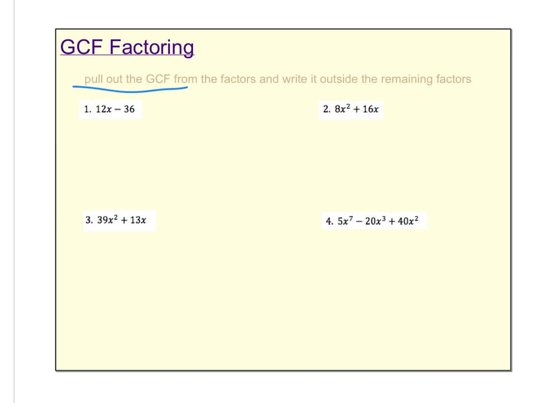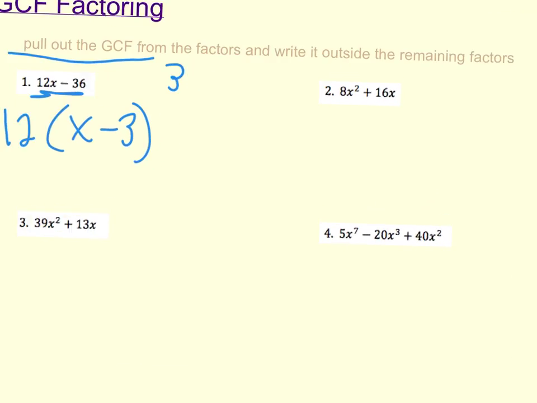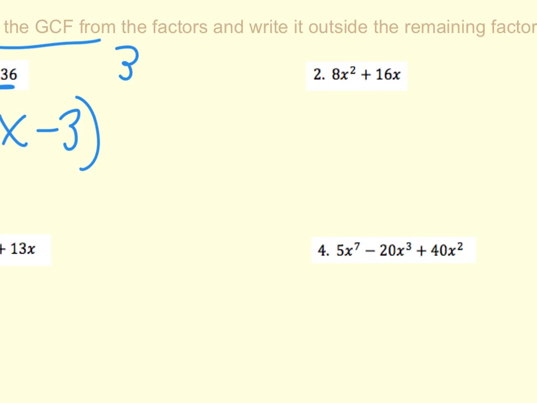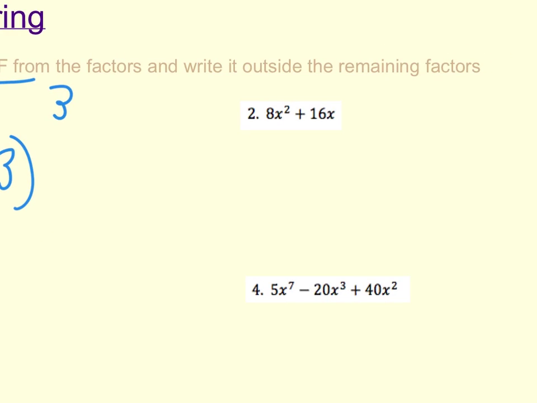GCF, first rule, no matter what, anytime somebody says factoring, pull out what's in common. So as I look here, 12 is in common between 12 and 36, and then I write what's left. So I'm going to go x minus 3. Notice I take 36 divided by 12. So that's explaining what I did in simpler terms.